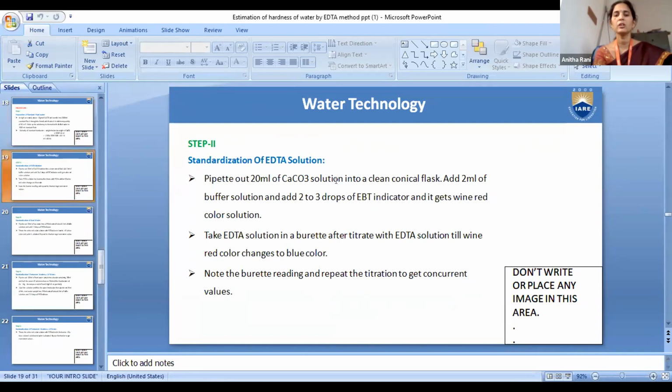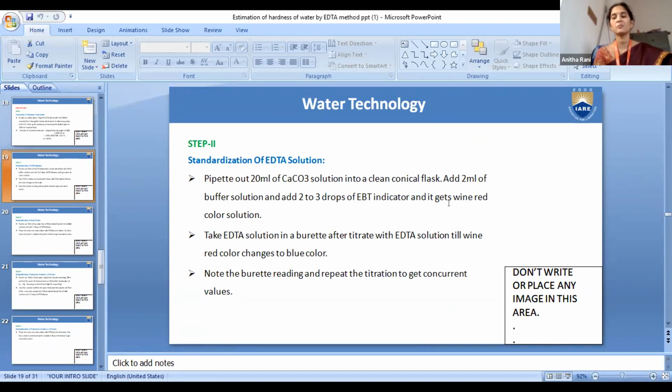In a clean conical flask, pipette out 20 ml of calcium carbonate solution. Then add 2 ml of buffer solution, 1 to 2 ml is fine, and add 2 to 3 drops of EBT indicator. Immediately we get a wine red color, because we have taken standard hard water in which calcium is present.